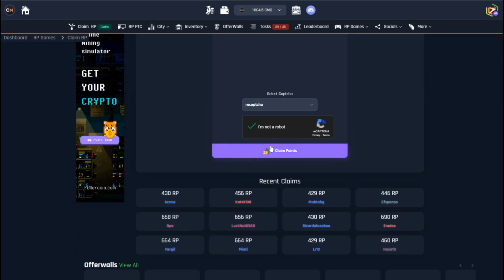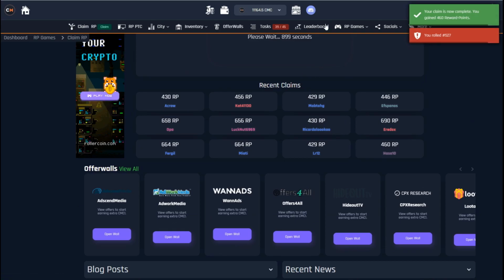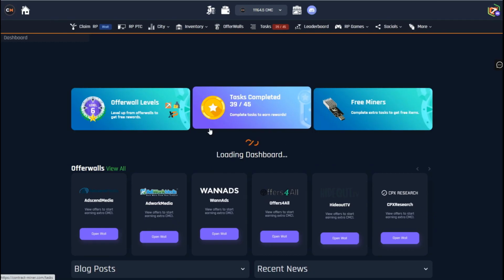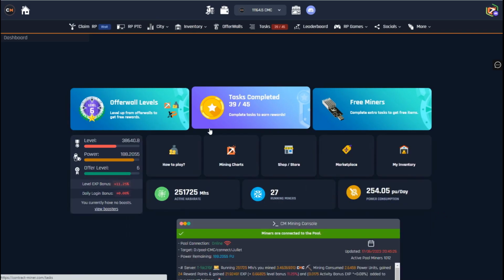Collect my points. So one of the other things that the owner has done of recent times is added so many more of these tasks that we can do to earn free things.